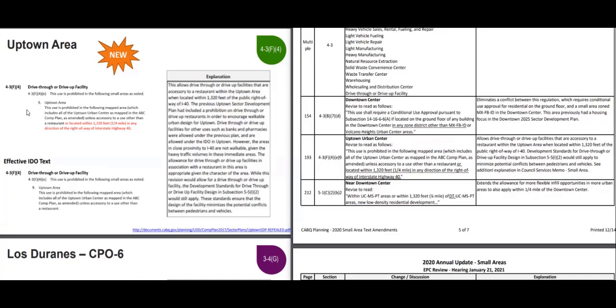The reason for the change is to allow drive-through and drive-up facilities that are accessory to a restaurant within uptown area if it's located within 1/4 of a mile of the public right-of-way of I-40. The development standards for drive-throughs and drive-up facility design in subsection 5.5 I-2 would still apply to minimize potential conflicts between pedestrians and vehicles. This is really important because the uptown urban center is intended to be one of the most dense and intense developed areas in our city. This is a change. There's more information about this in the council services memo, and there's another presentation given by a council services staff that explains this in more detail.